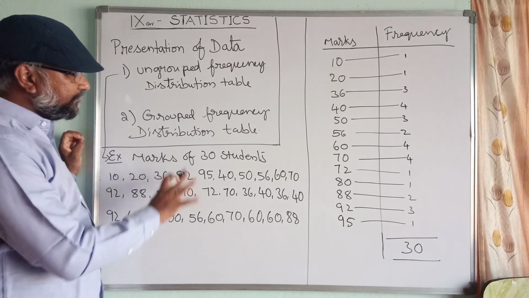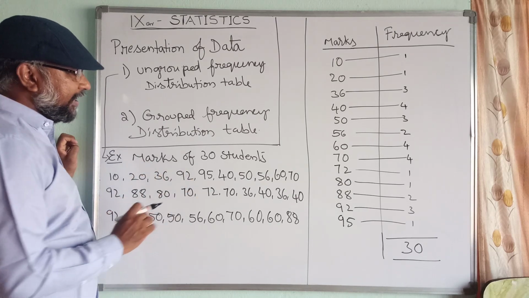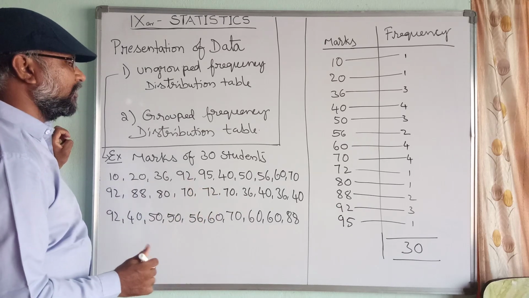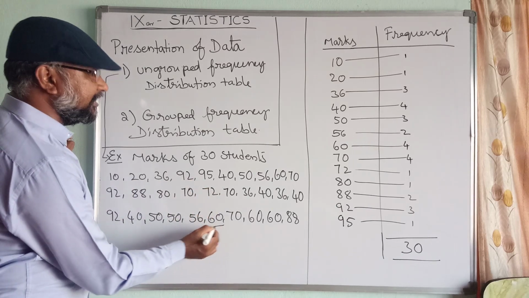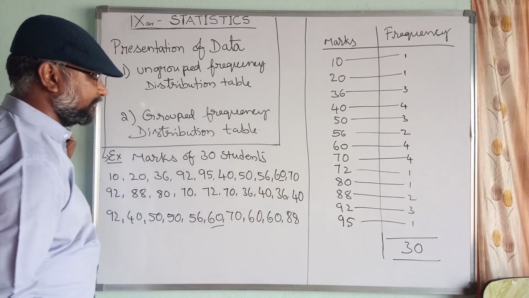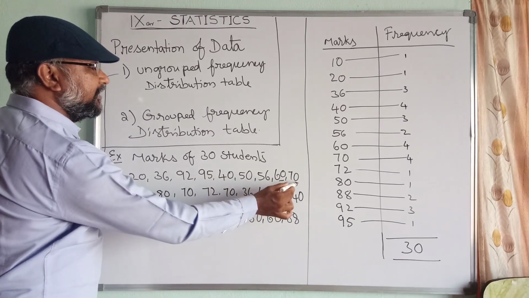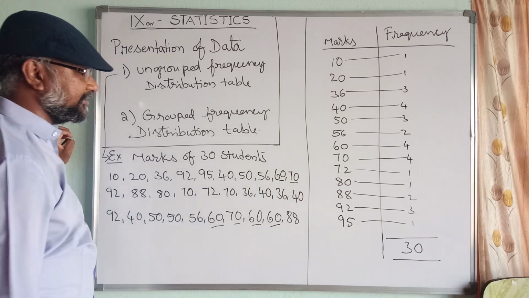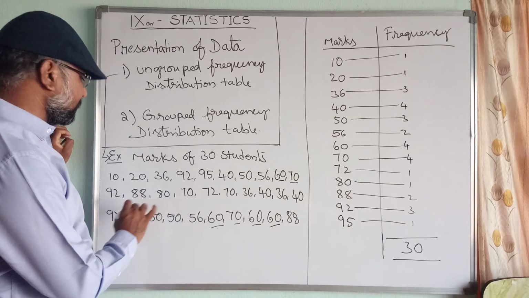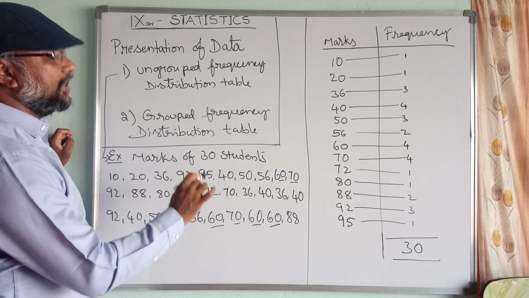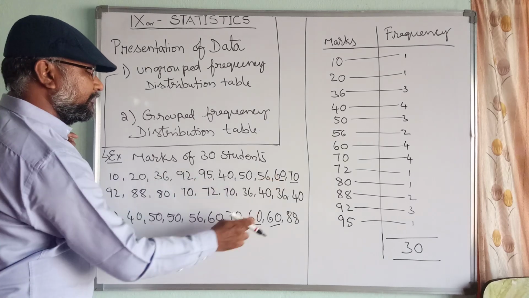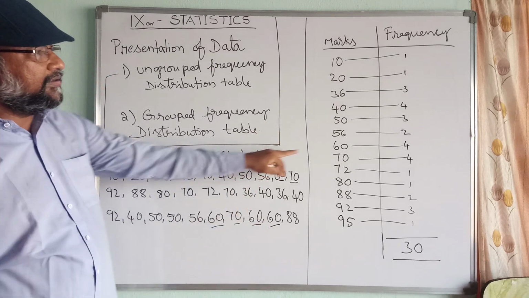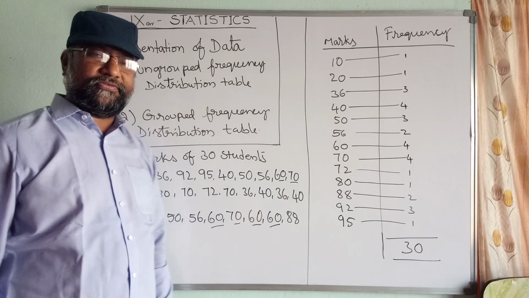Now, if you observe this data, some numbers are repeating. For example, here 60 is there, here we have 60. Here 70 is there, here also we have 70. Here we have another 60, here we have another 60. So, how many times did 60 occur? You can count one time, second, third and fourth time. So, here 60 occurred four times.